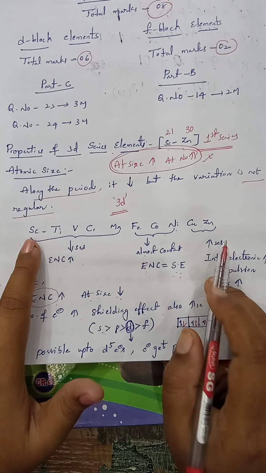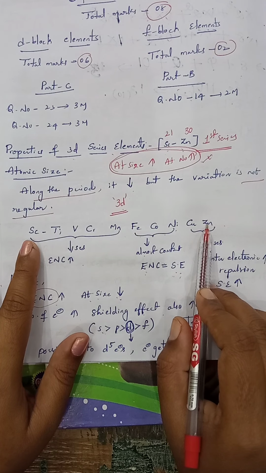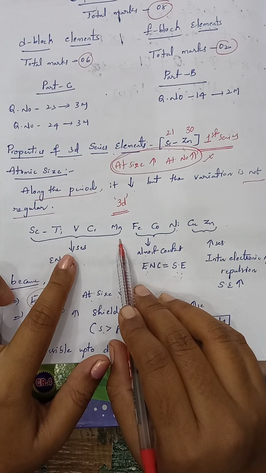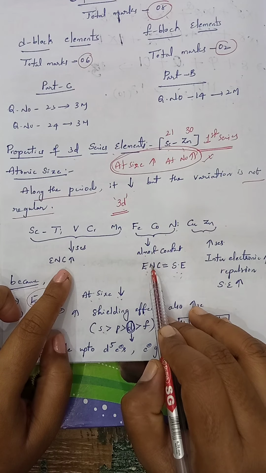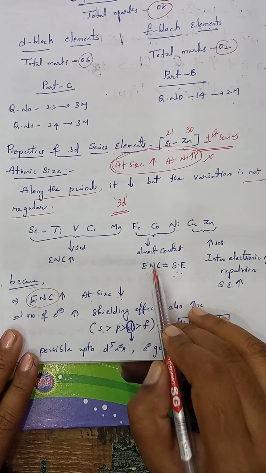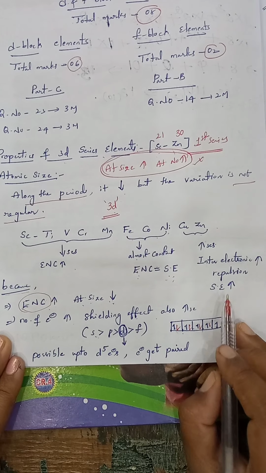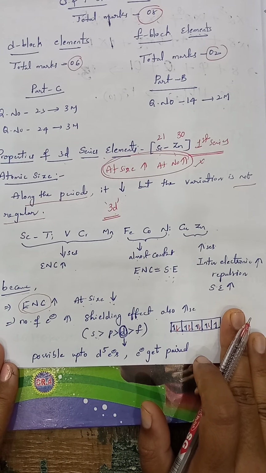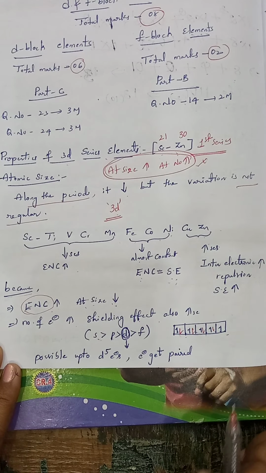Understand? From scandium to zinc, there is no regular change in the atomic size. For the first few elements, atomic size decreases due to increase in the effective nuclear charge. For the next three elements, it becomes almost the same, because in these three elements effective nuclear charge becomes equal to shielding effect. Whereas for the last two elements, interelectronic repulsions are more due to increase in the shielding effect. So that is about the atomic size of d block elements, that too 3d series elements.